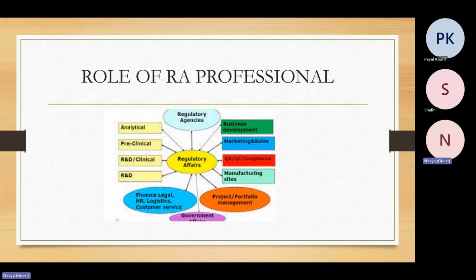Now, the role of an RA professional. RA is not only concerned with its own role. They are connected with regulatory agencies, with analytical, that is your QC, preclinical department, R&D department, finance department, manufacturing department, QC, QA, compliance, marketing and sales, business development. So we are a department which is linked to all the departments. It is not only between the pharmaceutical company and the regulatory agency. We have different departments linked to RA, so we are in contact with everybody.